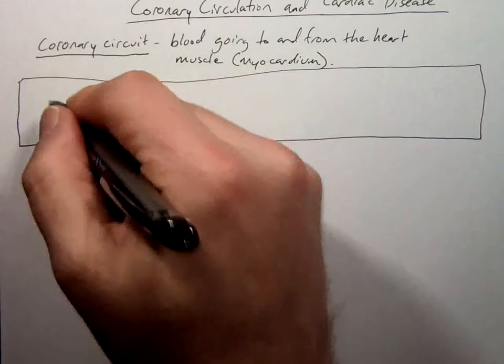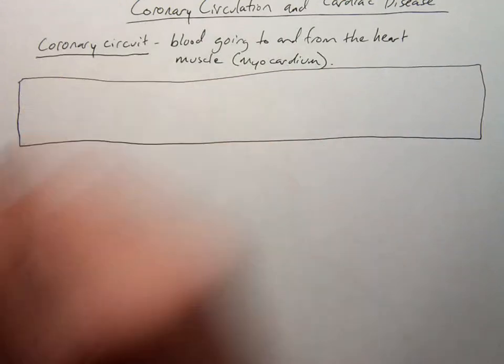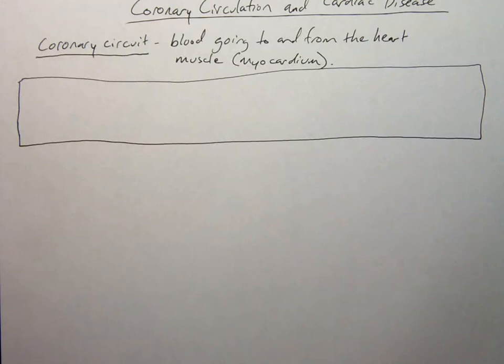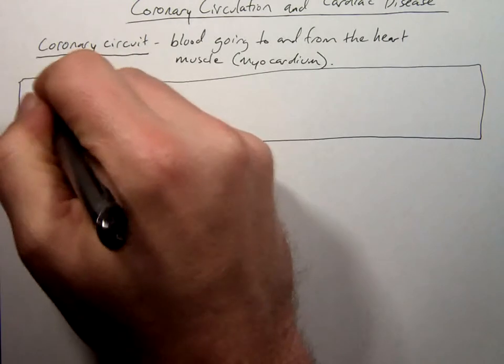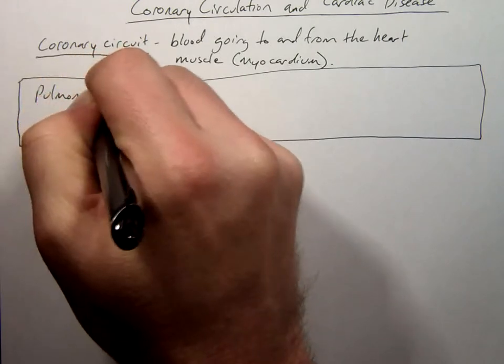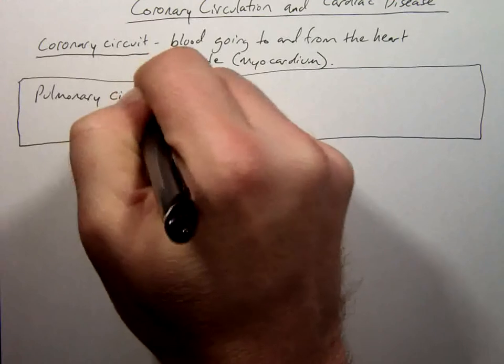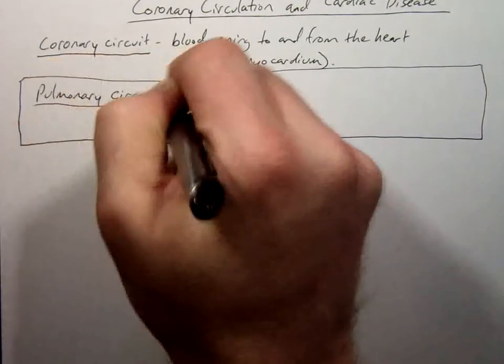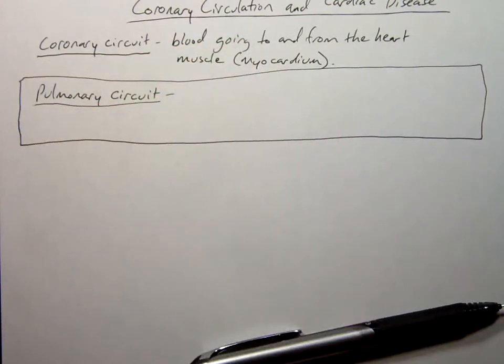So there's the coronary circuit. What's another one? I'll give you a hint. It starts with a P. Pulmonary. Yes, the pulmonary circuit. And pulmonary circuit is blood going to and from what? The lungs.